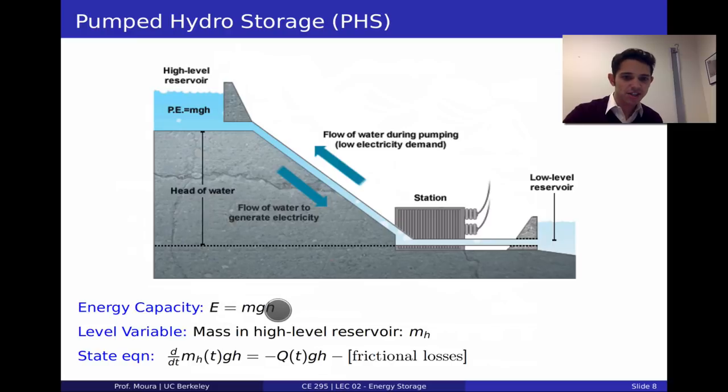So in short, our energy capacity is just the gravitational potential energy equation, E equals mgh, where h is the height of the reservoir. Now, in this case, the state variable is going to be the mass of water that we have in the high-level reservoir. In other words, if we have no water in the high-level reservoir, then we have no energy storage. So the differential equation will basically be the derivative of mgh, which is the time derivative of energy stored: the mass flow rate of water times the gravitational constant times the height difference between these two reservoirs, and then we also have any sort of frictional losses from this entire system. So that's how it works, and it's the most prevalent type of energy storage technology in the grid today.